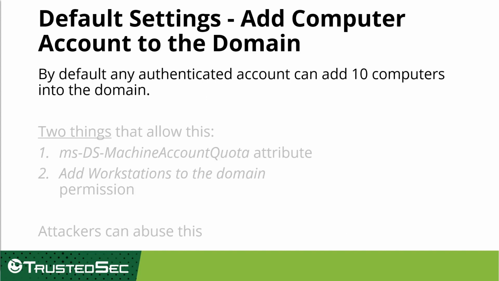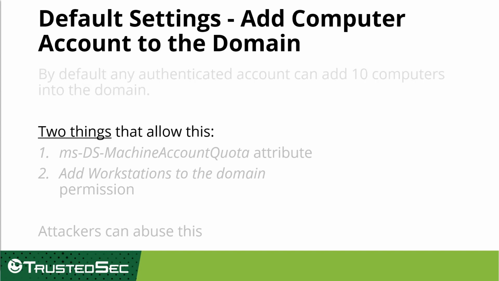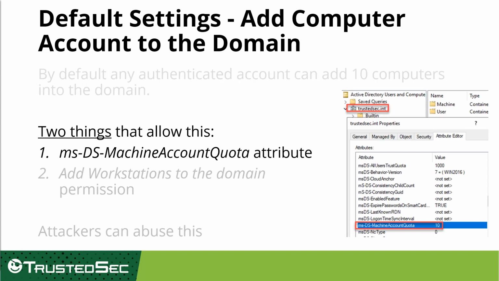It is very interesting that by default, any authenticated user can add a total of 10 computers into the Active Directory domain. There are two things that make this possible. The first thing is the MS-DS-MachineAccountQuota attribute. This attribute is by default set to 10 and acts as a counter for each account. Every time a user adds a computer to the domain, their quota is reduced by 1.